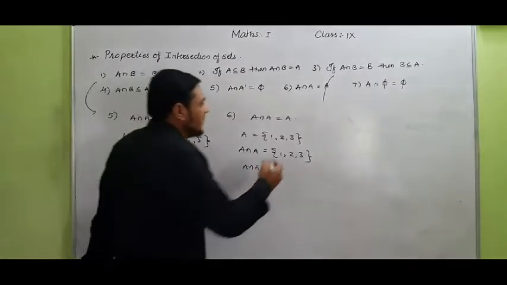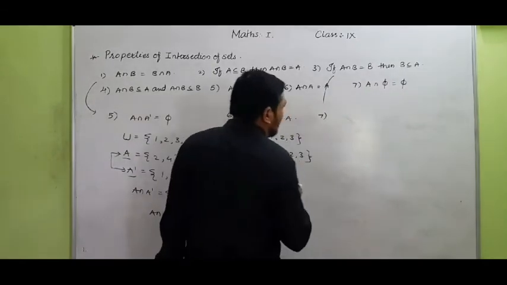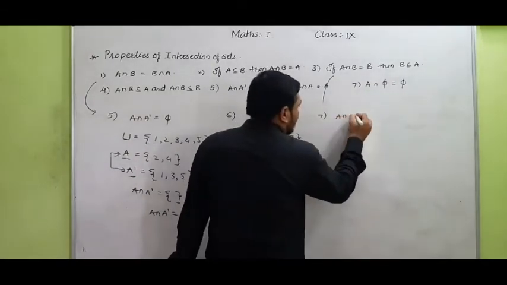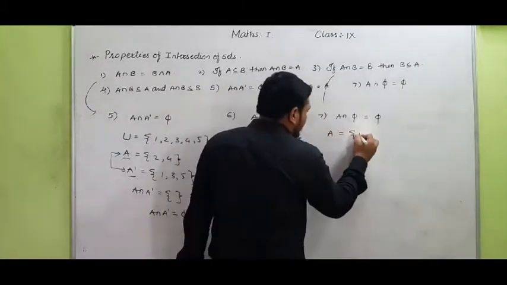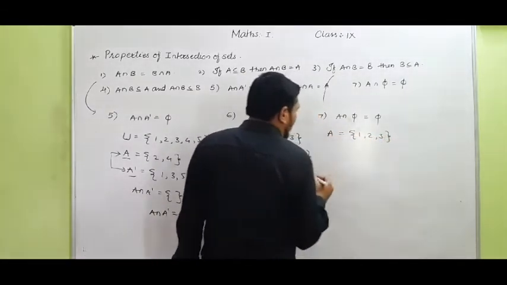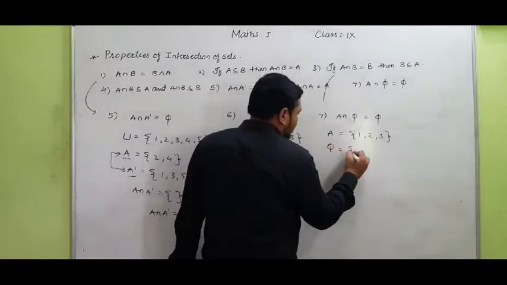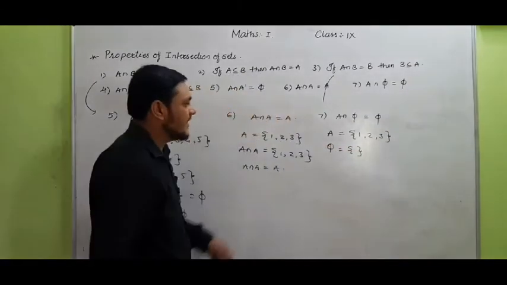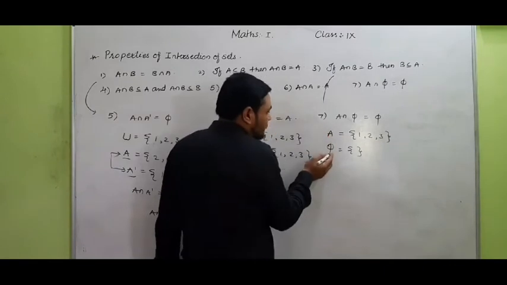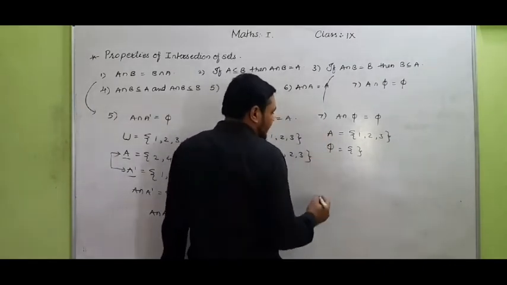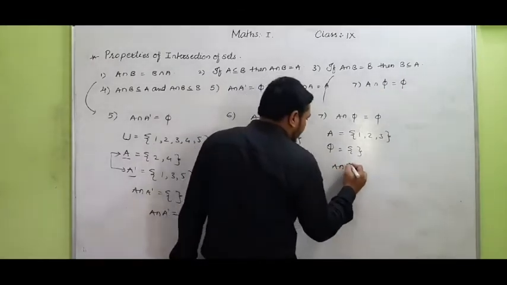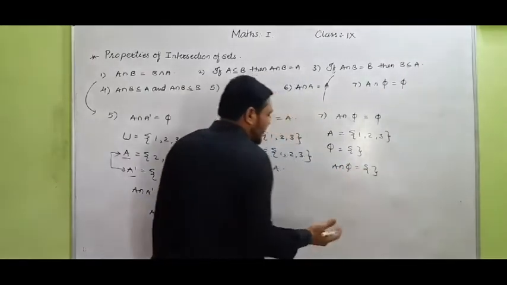So now student, we can consider the last property, that is seventh property, that is A intersection phi is equal to phi. So let us take one set A which contains the elements 1, 2, 3. And let us take the phi which contains no element, means it is an empty set. So if we take the intersection of these two sets, A intersection phi, there is no common element in both the sets. That is why A intersection phi does not contain any element, that is empty set.